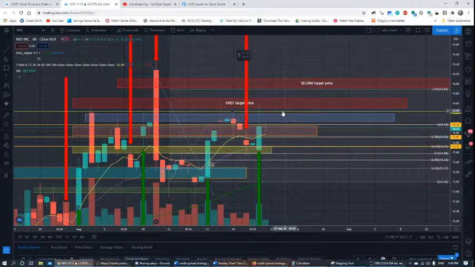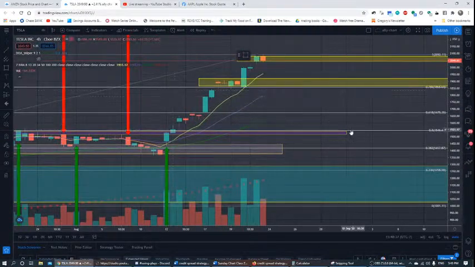NIO can easily move 7 to 10% a day. Just be aware of how it can move. Always be aware of how much a stock can move in a day, and you can look that up in FinViz. I look up everything, and it's all depending on what the market gives you.